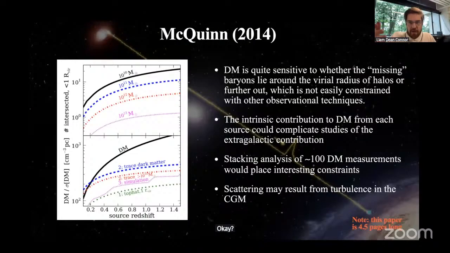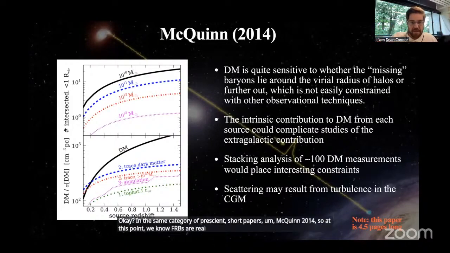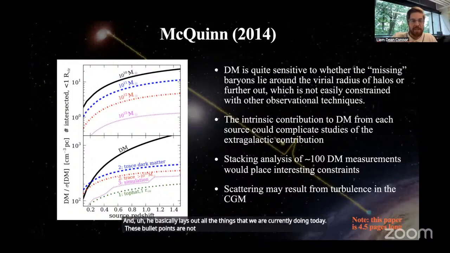In the same category of prescient short papers, McQuinn 2014. So at this point, we know FRBs are real. We have the Thornton sample. And he basically lays out all the things that we are currently doing today. These bullet points are not summary points that I've made. These are just sentences from the abstract.